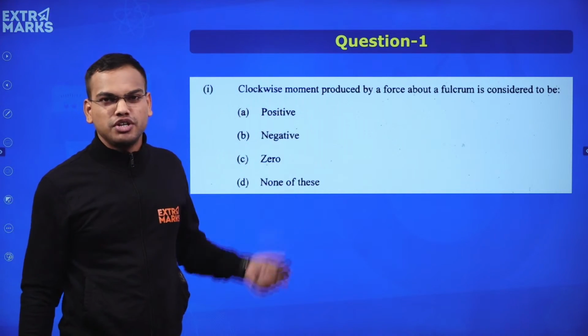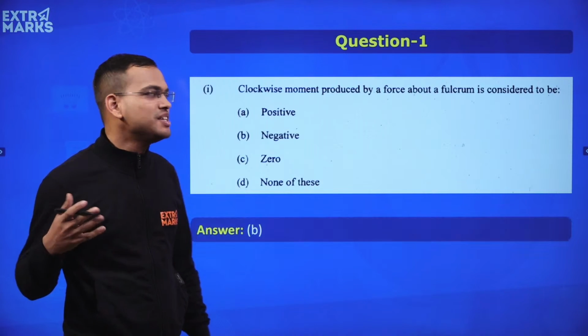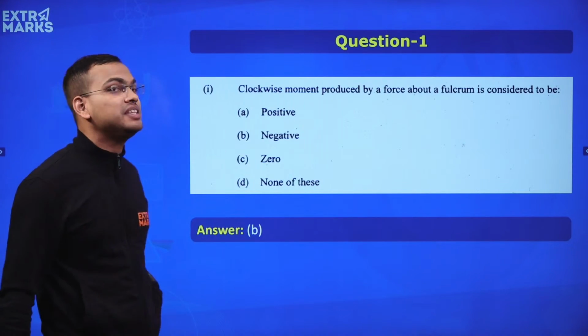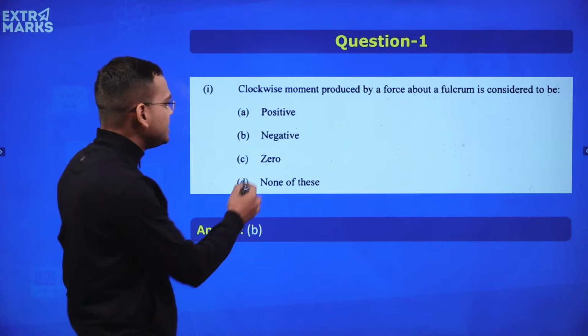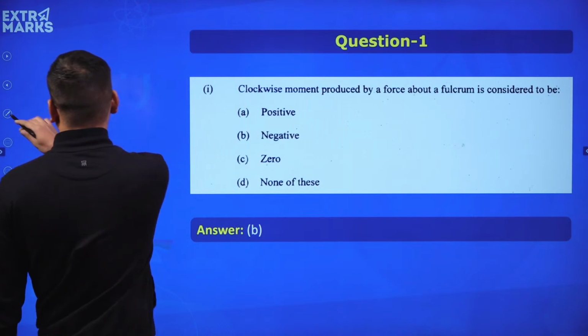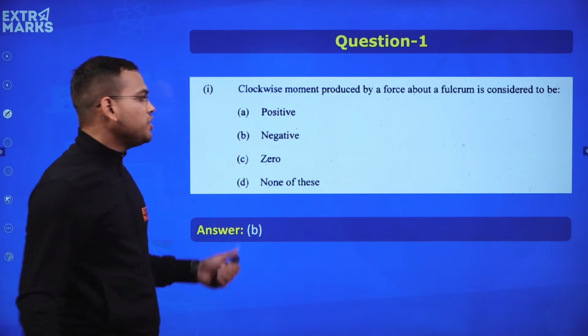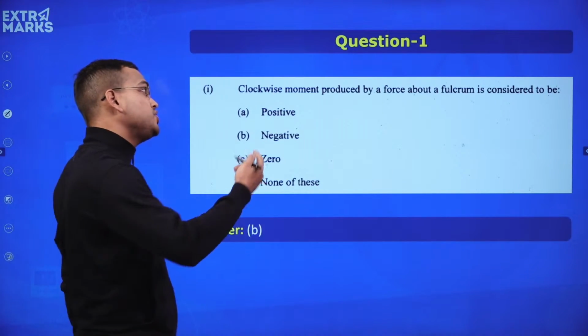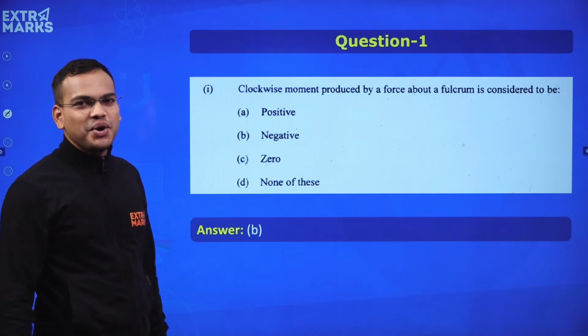It is clockwise movement. So either the answer can be positive or negative. So the correct answer will be definitely option B, that is negative. That's the sign convention that we always used to follow, that this is option B, negative. Okay? So for the clockwise movement, the answer will be negative. If the question was anti-clockwise, then it will be positive. Okay?